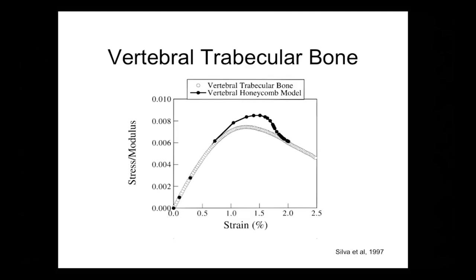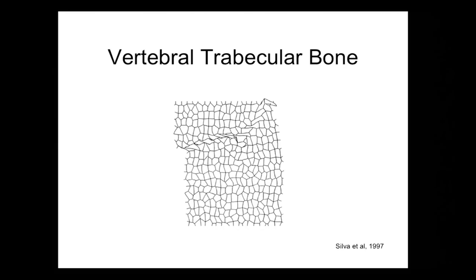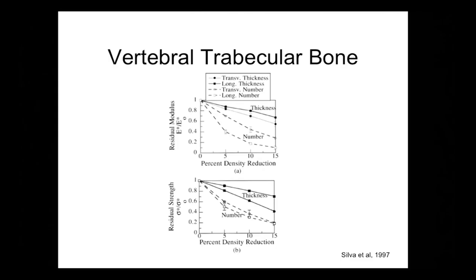This is how our model failed. There's a local band of struts that fail, and it's called a local deformation band. Then we thought about changing the density. We removed either horizontal or vertical struts, or we thinned either the vertical or the horizontal struts. So these are the same kinds of plots as I showed before.